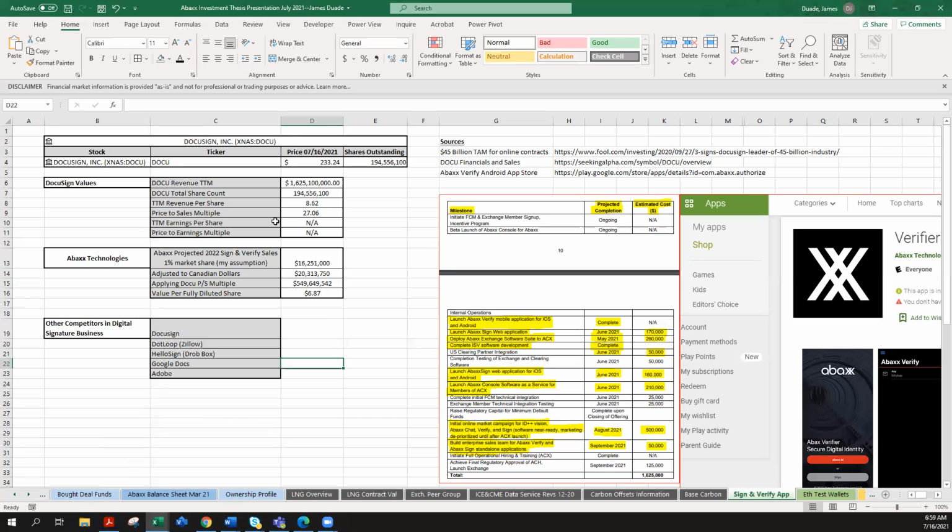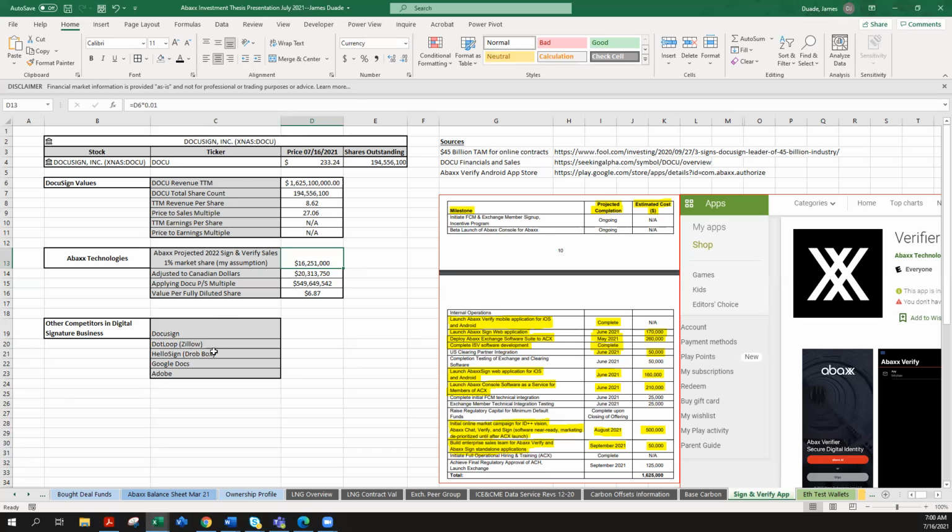Since I've looked at DocU before, I think this just gives people a perspective on how highly valued these companies are. DocU has a price to sales of 27, which is pretty high. Their PE multiple is pretty high as well. And so I think the idea here is, if you were to do a thought experiment and say, okay, Abaxx could take 1% market share from DocU, it's a $45 billion total addressable market for online contracts in a given year. What would that look like for Abaxx? It could potentially be $7 a share, maybe even more, if they could spin that out and get some traction there.